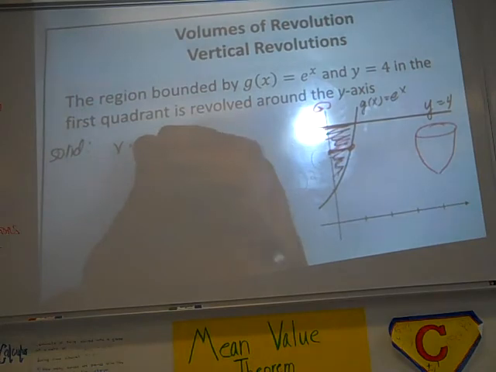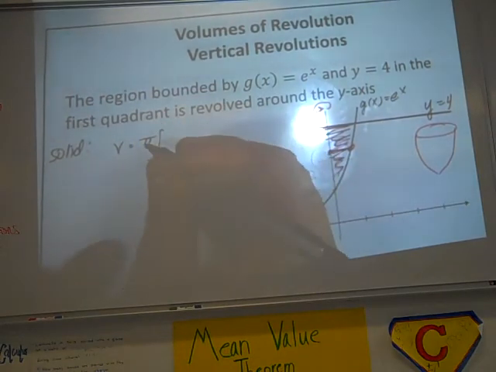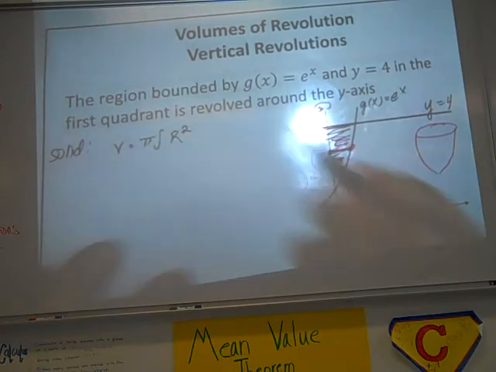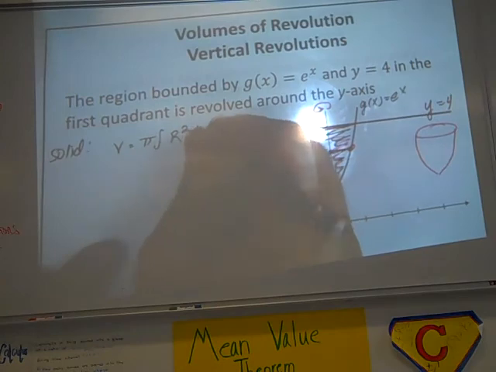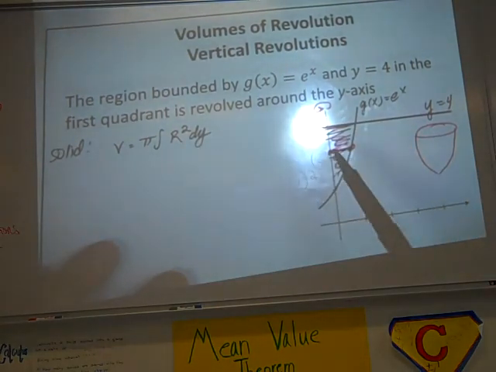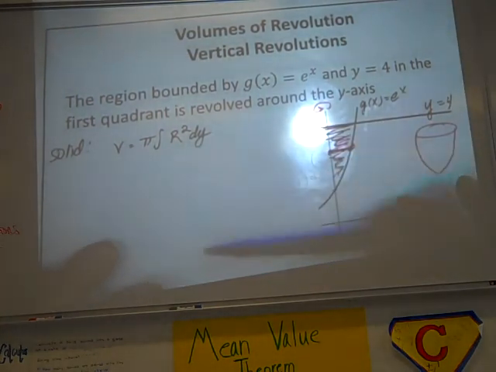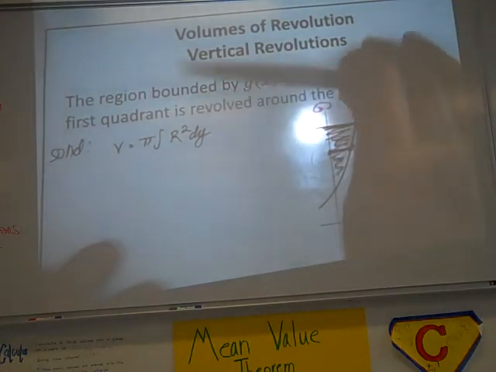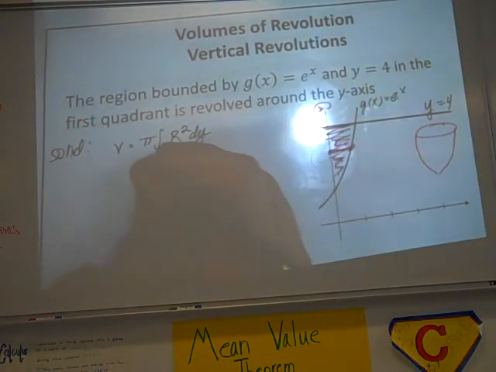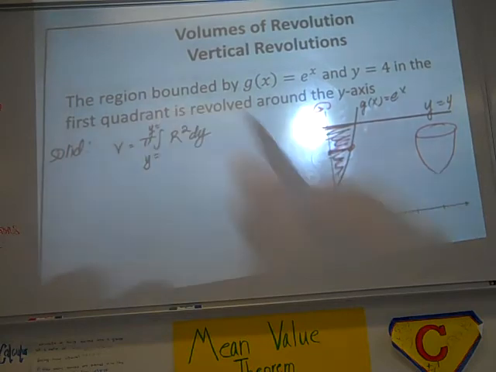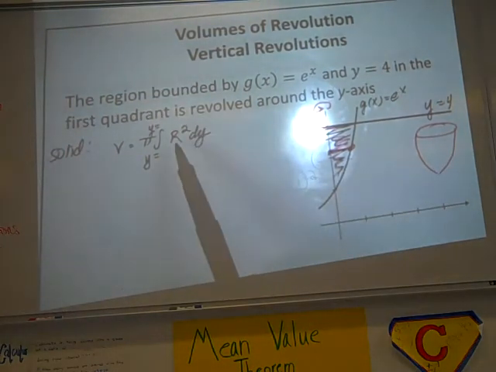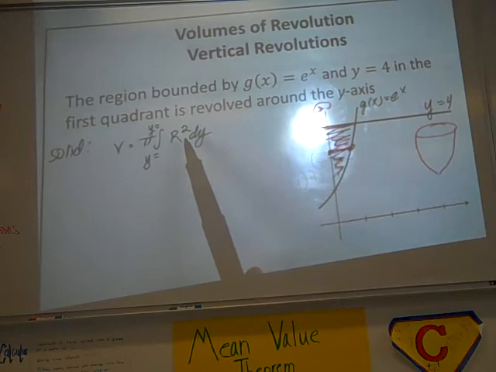My volume setup is almost the same. It's going to be pi, we're going to have an integral, and we're going to have our radius squared. But since we are revolving around the y-axis, because my slices are now parallel to the x-axis, it's a dy integral. So we need y values for the lower limit, y values for the upper limit. Our function in here has to be in terms of y.